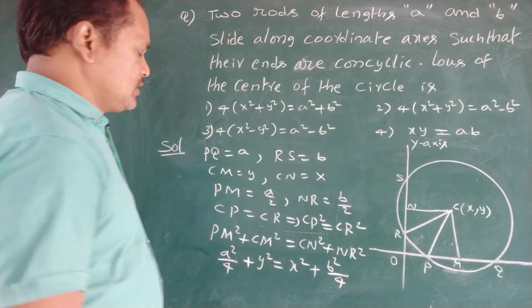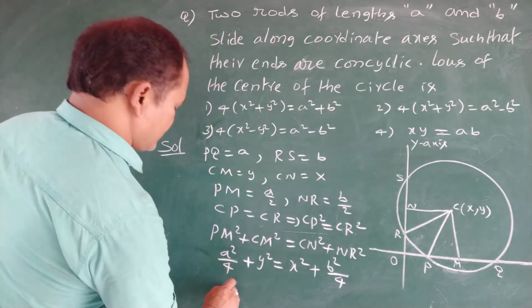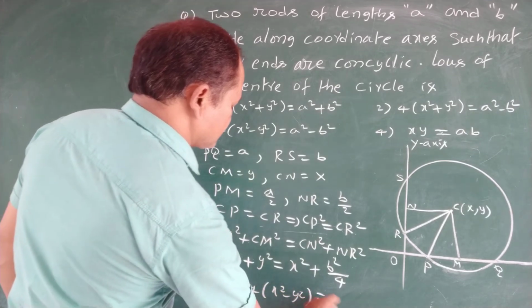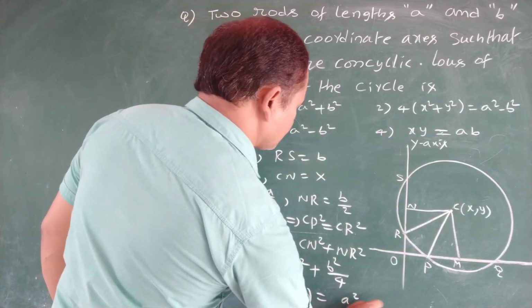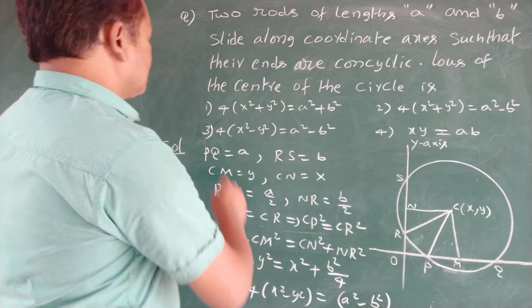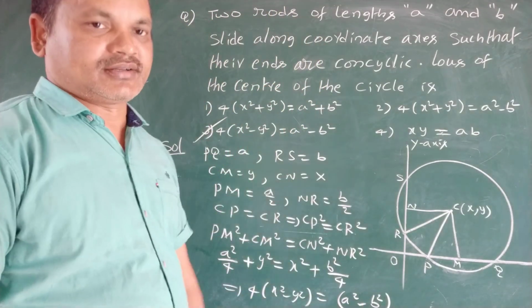Are you clear? Now after simplification we get 4 times (x square minus y square) is equal to a square minus b square. That's all. Now that is the third option. That's all. Okay. Right.